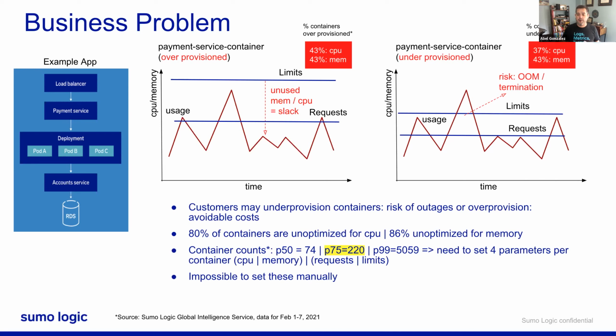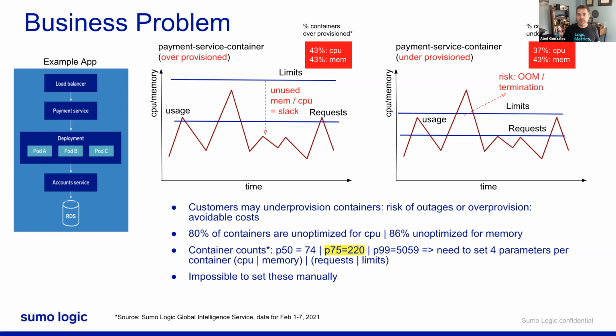And looking at our container counts, at the 75th percentile, we're looking at 220 different containers that need these 4 parameters set per container: CPU, memory, requests, limits. And it's really tedious, and it's hard to manually set all of these up. And then as your application changes and the demand changes, what does that actually do?